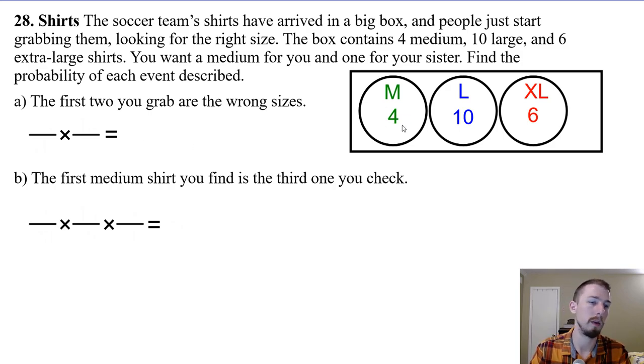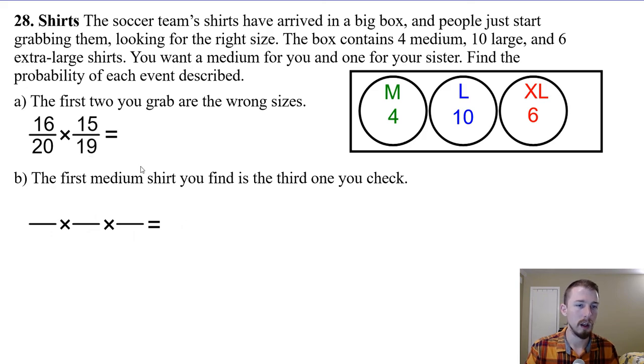So what's the probability the first two are not mediums? Well, there's only 4 mediums. There's 16 that are not. So it'd be 16 out of 20. And then after you grabbed one of them that was wrong, what's the probability the next one you grab is wrong as well? It depends if you put it back. They didn't actually specify a replacement, I guess, so if you didn't replace it, it would be 15 out of 19.